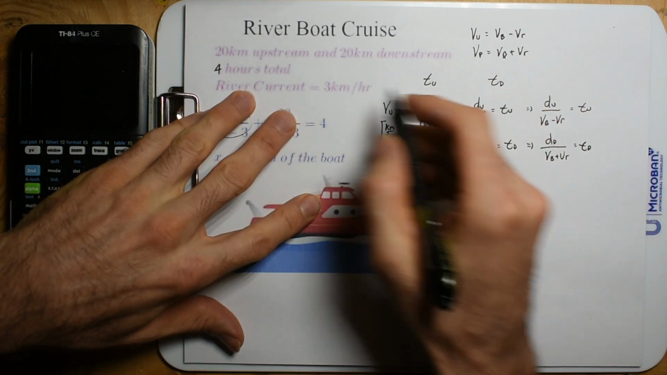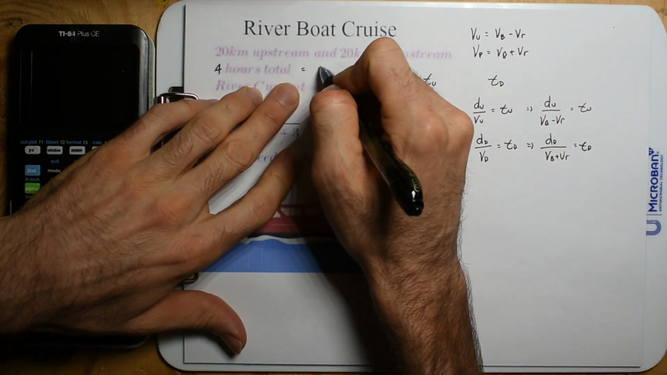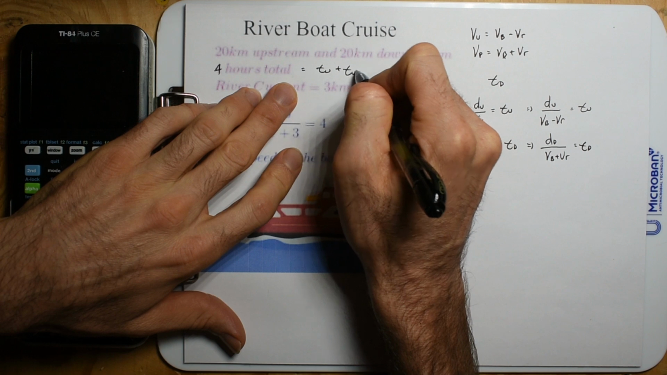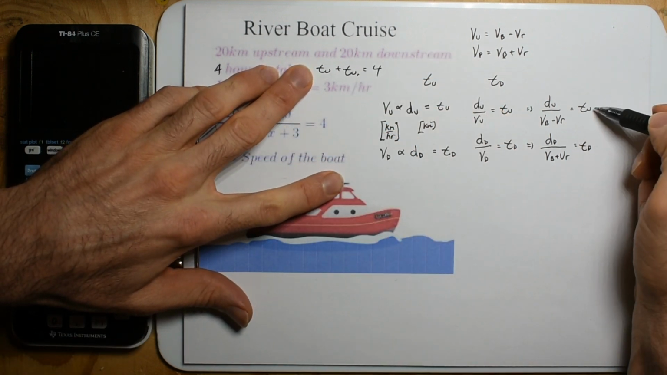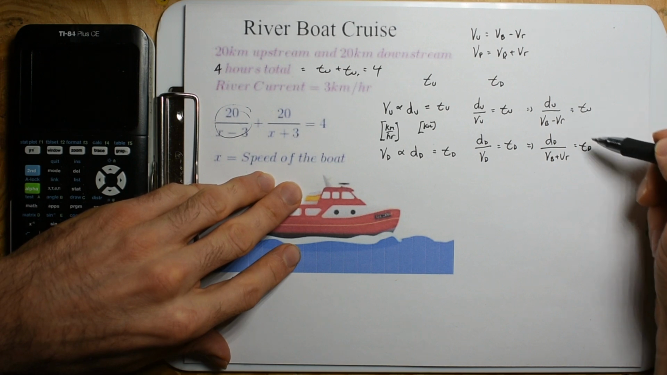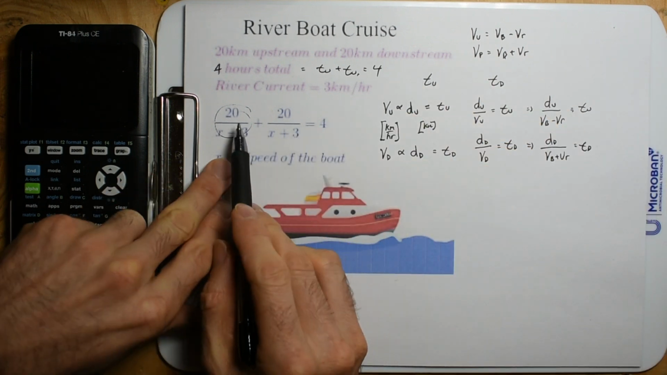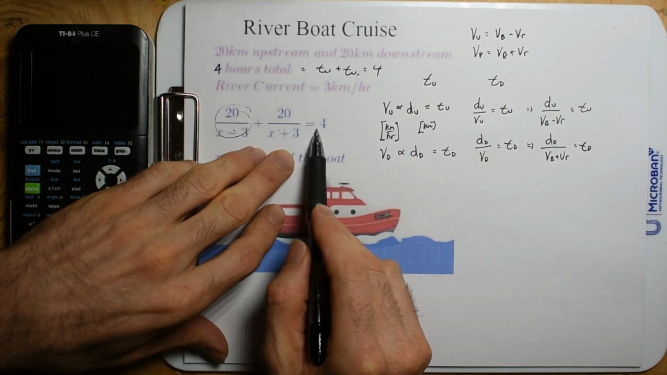But then we do know this total is 4 hours. This is going to be the time going up plus the time going down. So that's going to equal 4. And so we have our equation. This plus this is equal to 4.